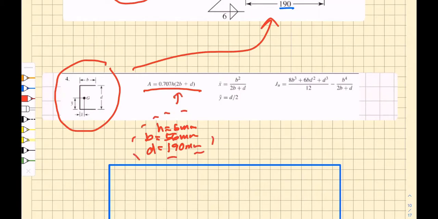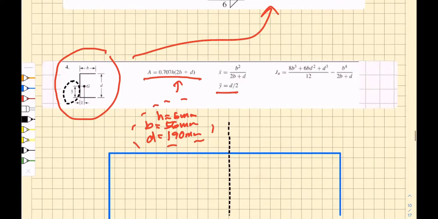We also have everything we need to be able to calculate the centroidal location. We know that the Y component of the centroid, given this diagram right here, is located at the geometric center of this inverted U-shape weld. But the X component is going to be below by a distance X bar, you'll see here, that's given by B squared over 2B plus D.